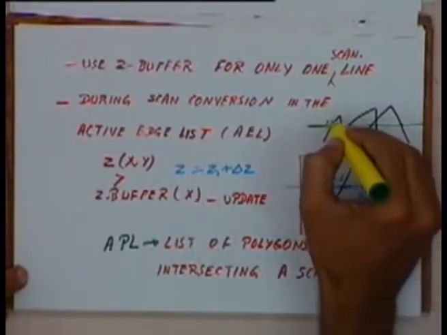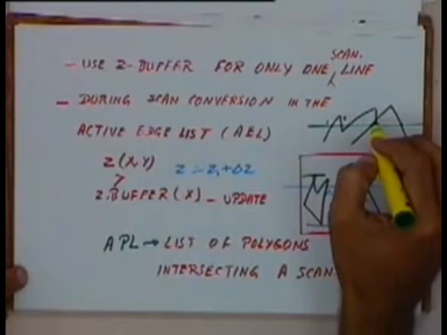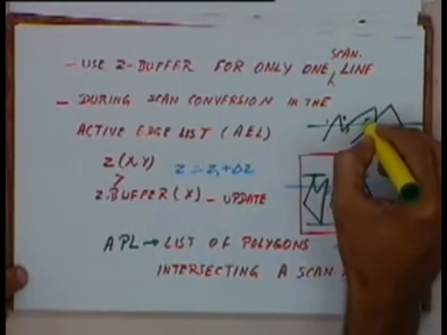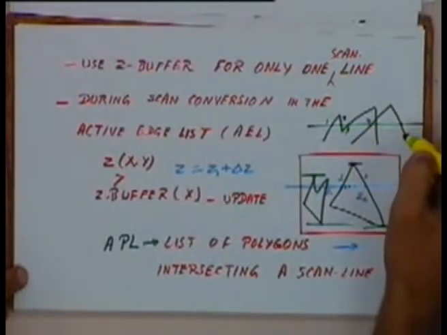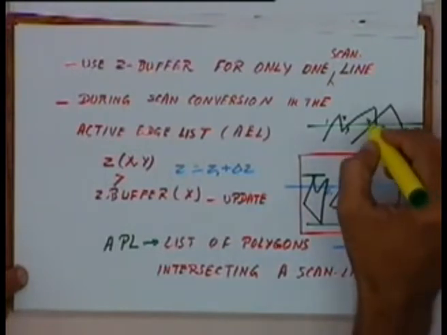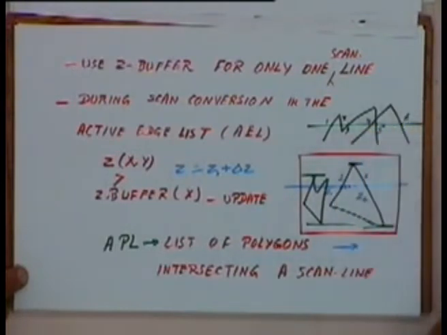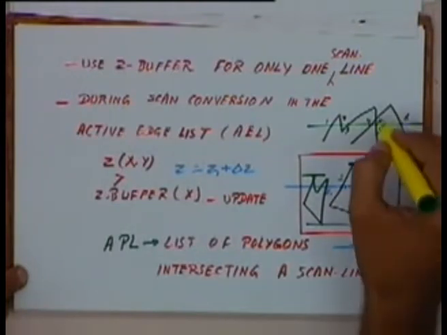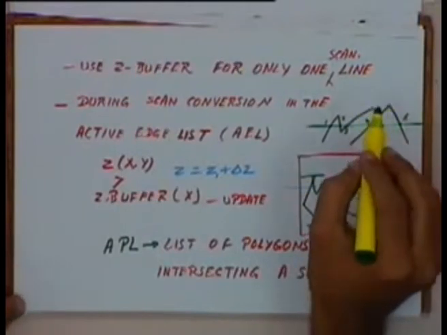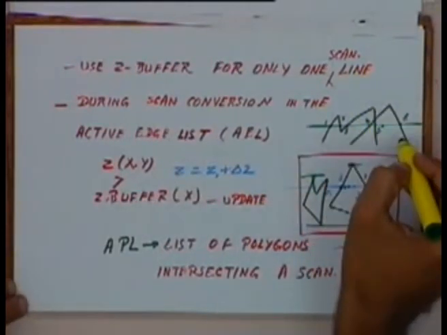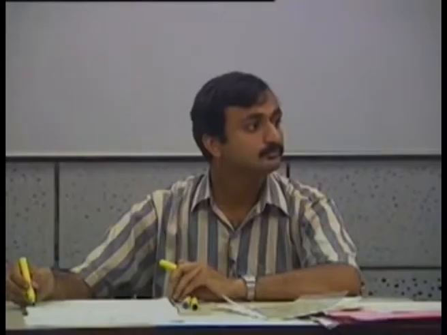Now 1 and 2 correspond to one polygon, 3 and 4 they do not correspond to the same polygon. Okay, 3 and 5 will correspond to the same polygon and 4 and 6 will correspond to the same polygon. Okay, so we will have to be very careful in taking care of this information. So that's not helped by the active polygon list.